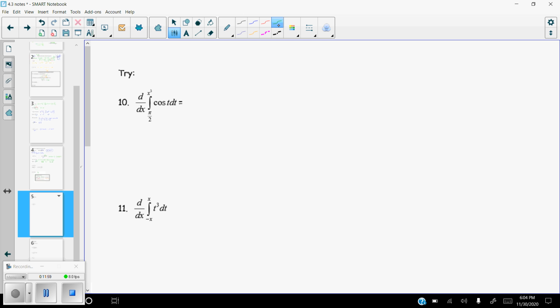All right, so the first one says take the derivative of that integral. We have the x cubed in the top, so all we do is plug in the x cubed for t, but then don't forget to multiply by the derivative of x cubed, which is 3x squared. That's it. That's the derivative. Don't worry about the pi halves because pi halves is a constant. It's going to go away.